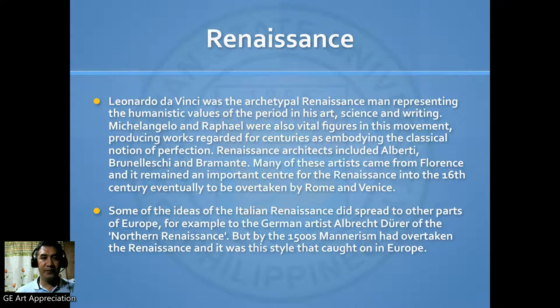and he was the archetypal Renaissance man, representing the humanistic values of the period in his art, especially in science and in writing. Some of the ideas of the Italian Renaissance did spread to other parts of Europe, for example, to the German artist Albrecht Dürer of the Northern Renaissance.